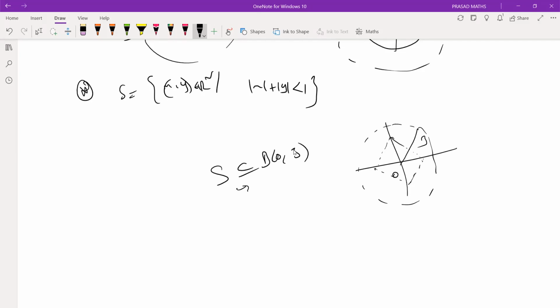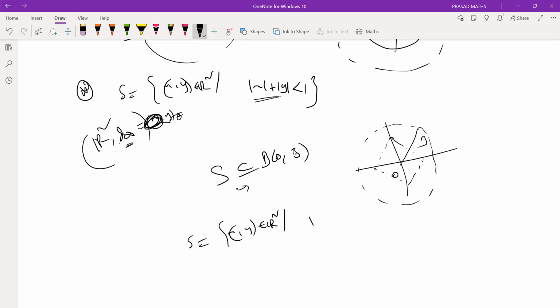S is bounded. Suppose I give this same problem in R2 with respect to d infinity. In this metric space, is S bounded? Yes or no? In this metric space R2 with respect to d infinity, the same set is a set in R2. Is it bounded? The set of all ordered pairs with mod x plus mod y less than 1, in R2 with respect to the L infinity metric. Is S bounded?